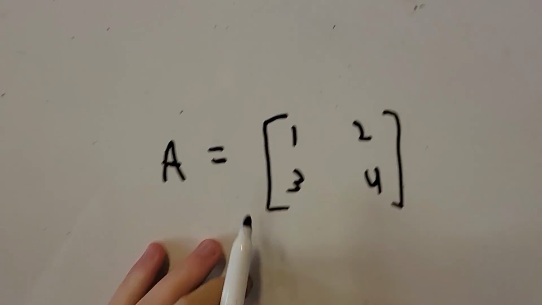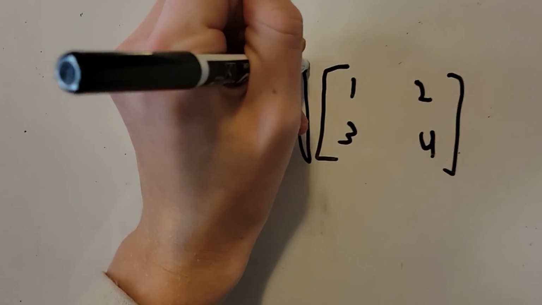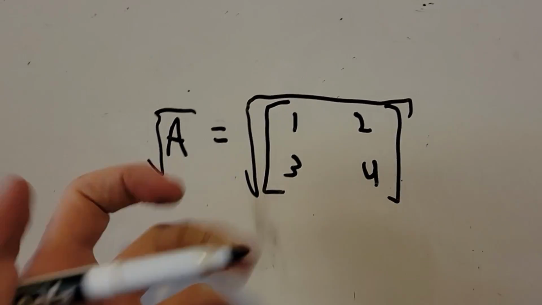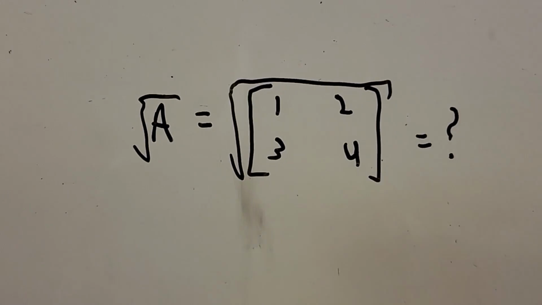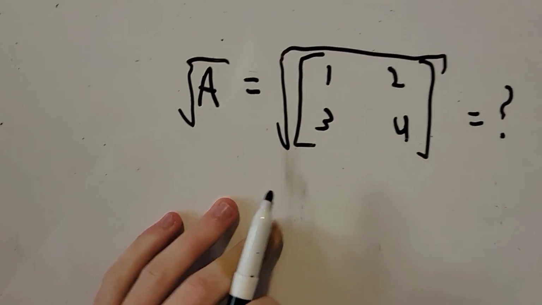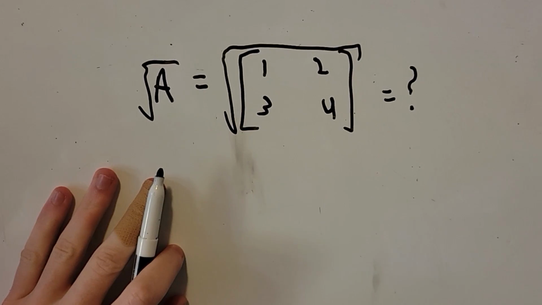So, I want to try and figure out how to take the square root of a matrix. We have some matrix A, and then I take the square root. Can I do this? What does this equal? Okay. I actually don't know, so I'm going to try and figure it out in this video.